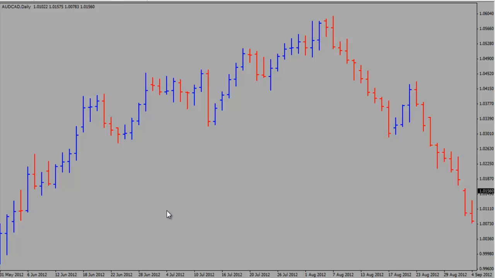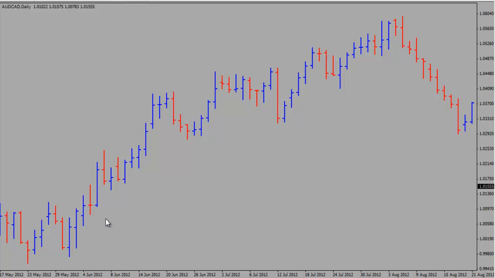Here we are looking at the Aussie CAD daily chart. We're looking at it overall in an uptrend in this position. What we're going to focus on now are reversal bar formations. And reversal bar formations give us entry and exit signals within a trending marketplace.